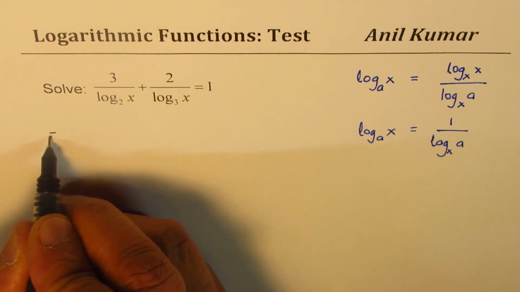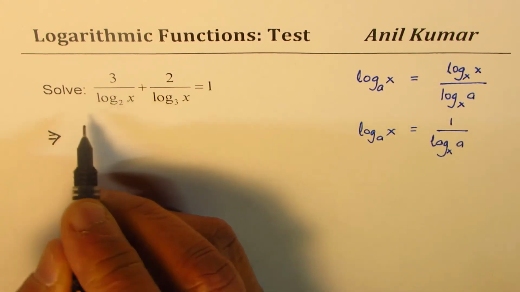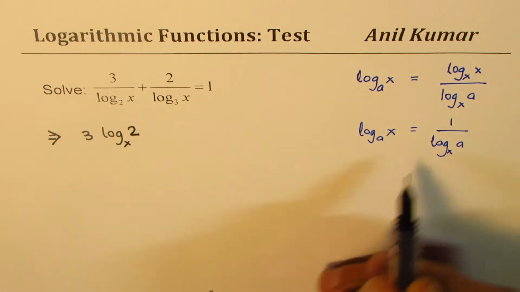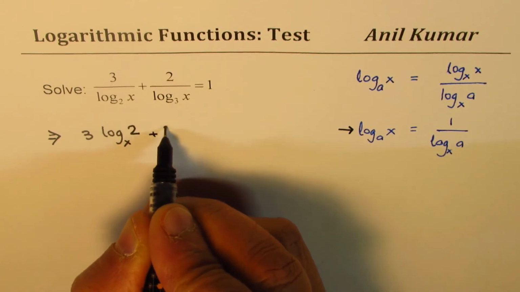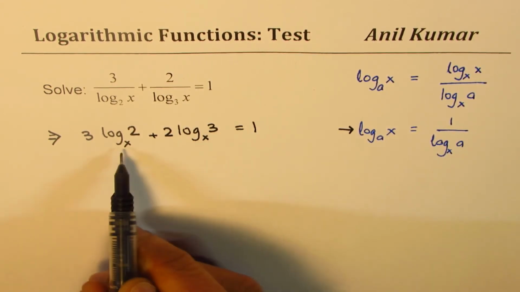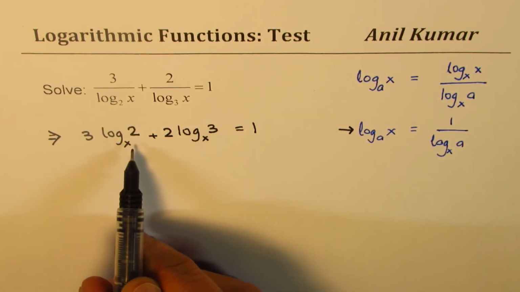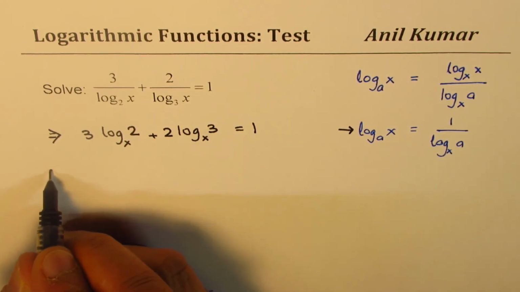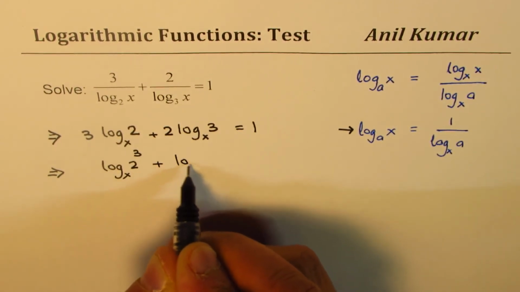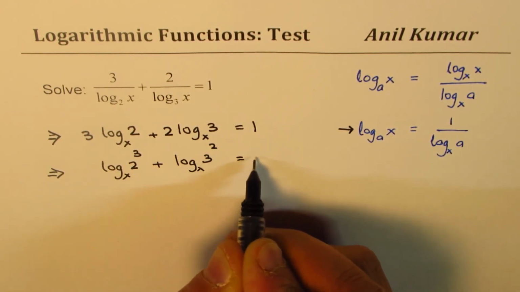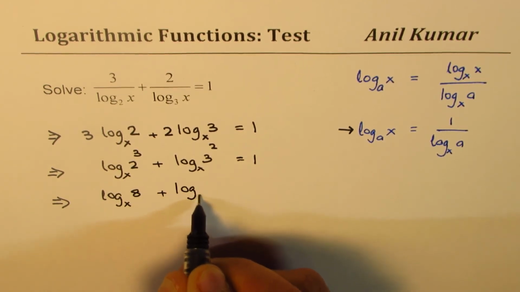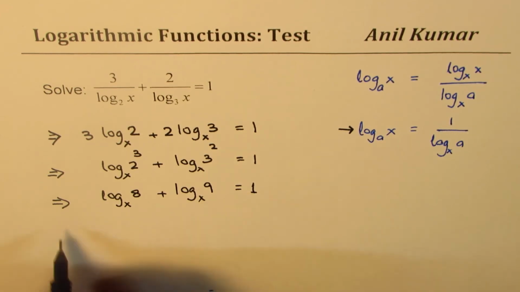So the given equation can now be written as 3 over log of 2x, that could be written as 3 times 1 over log to the base x of 2. Do you see that? So we use this property. Plus 2 times log to the base x of 3 equals 1. So now we have logarithms with the same base, and we can now perform all the rules which you have learned for logarithms. So now we could write this as log to the base x of 2 to the power of 3 plus log to the base x of 3 square equals 1, or log to the base x of 2 to the power of 3 is 8 plus log to the base x of 3 square is 9 equals 1.